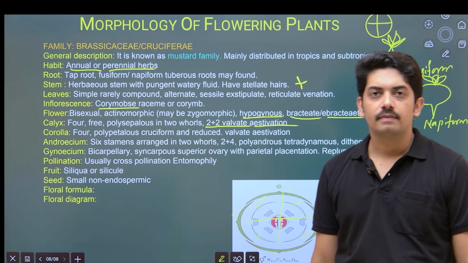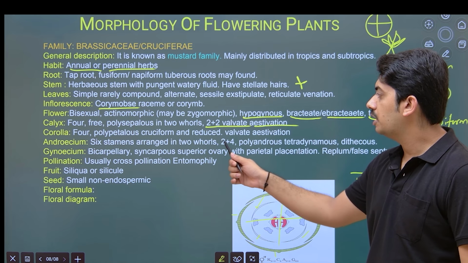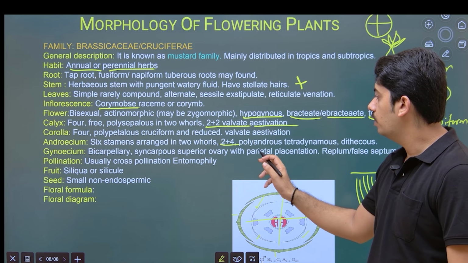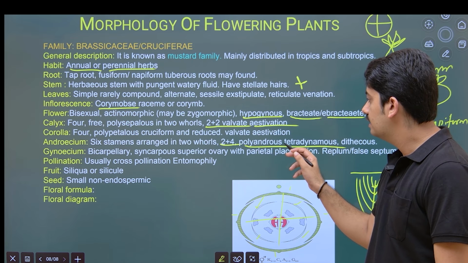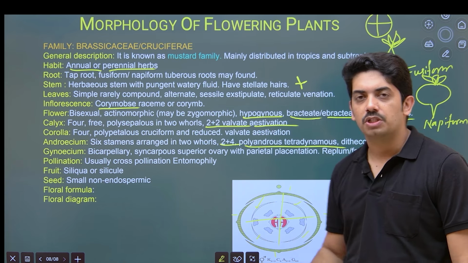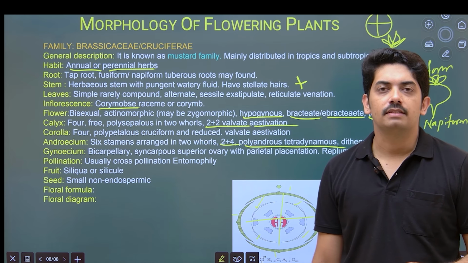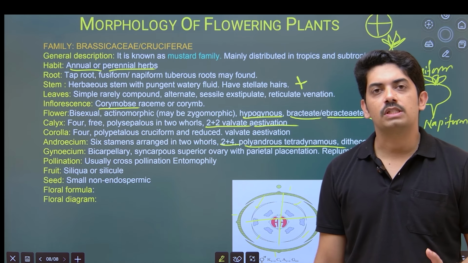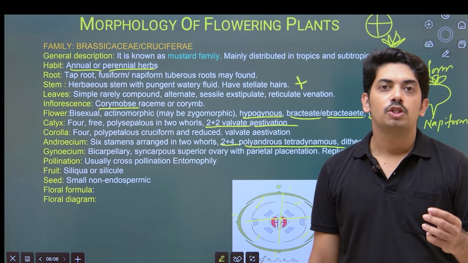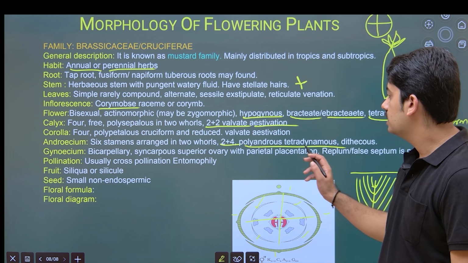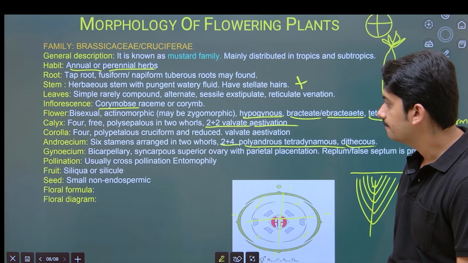Now Androecium, 6 stamens are present. This is very interesting. 6 stamens arranged in 2 whorls, 2 plus 4, polyandrous, tetradynamous condition. The tetradynamous condition term is used whenever the lengths of the stamens are not the same. Here 4 stamens in one whorl have similar length and the other 2 are short in length. So polyandrous, tetradynamous condition. Dithecous, they have 2 lobes in the anther.